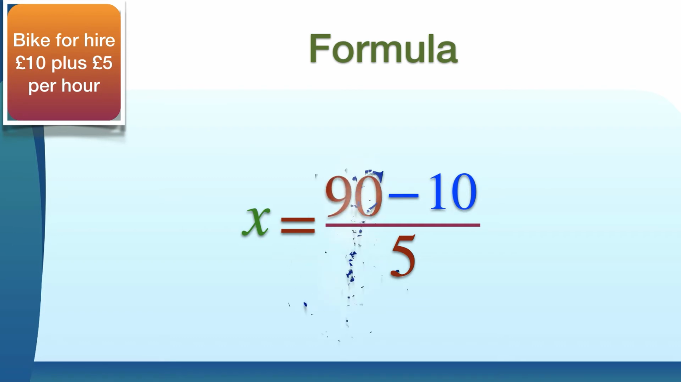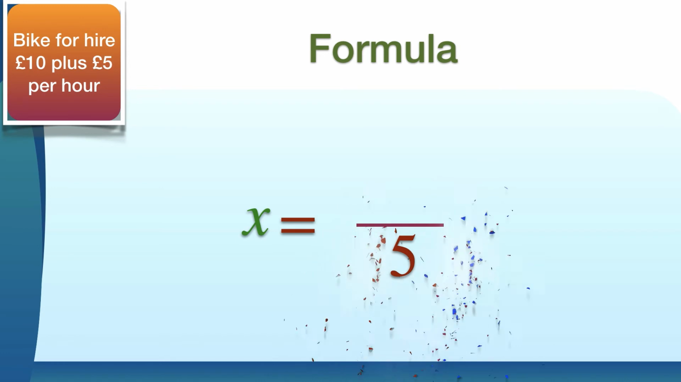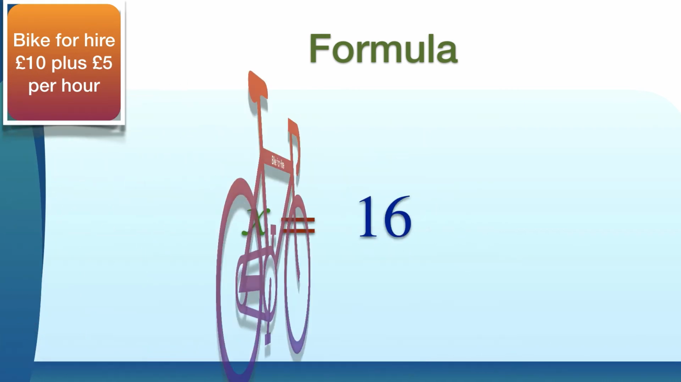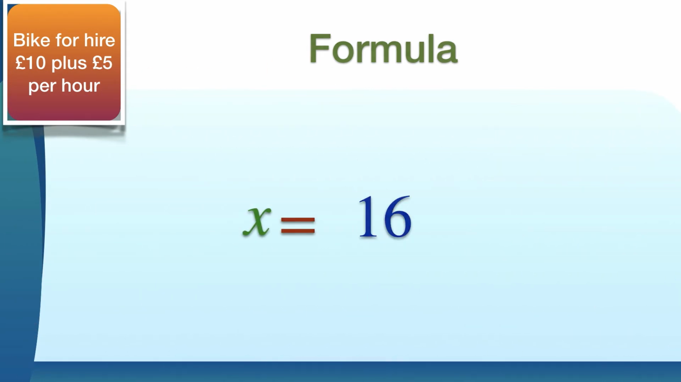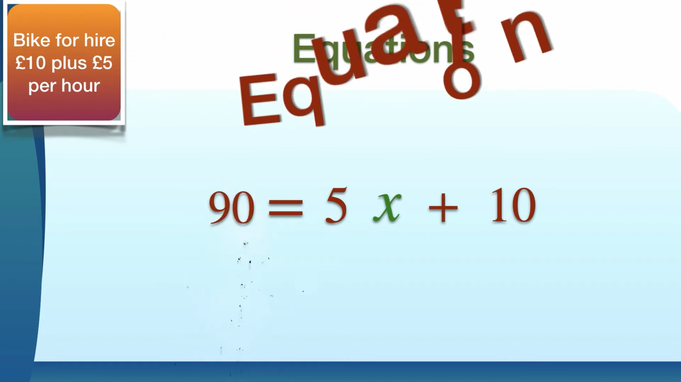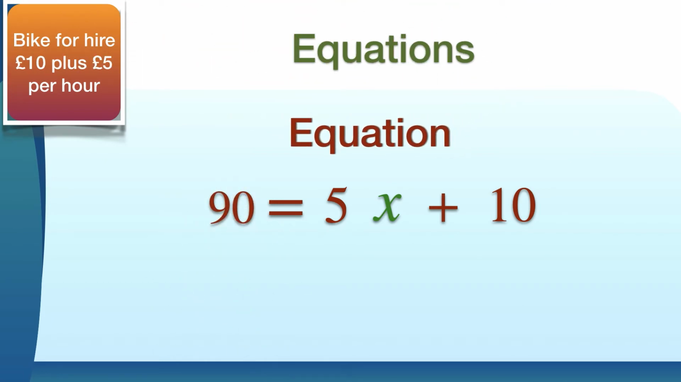If we now have £90 to hire the bike, we can work out the number of hours you can hire the bike for by substituting the value of C with 90 into the formula. 10 subtracted from 90 gives 80 and dividing 80 by 5 gives 16. Therefore, we can hire the bike for 16 hours with £90. Alternatively, we can substitute the value of C in the original formula and solve for x. This is now an example of an equation.